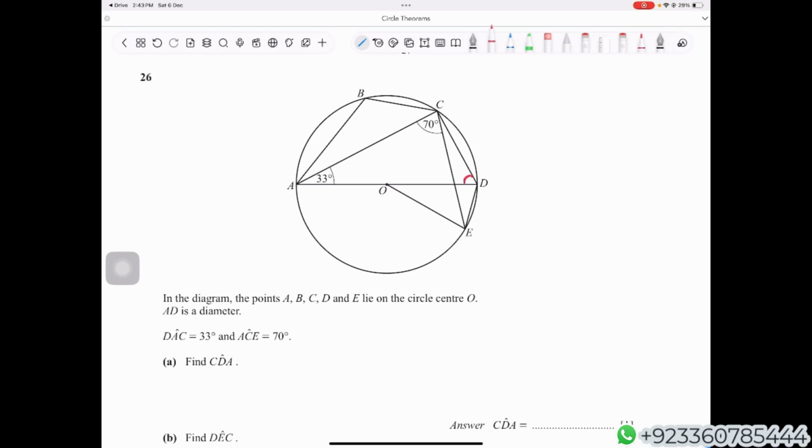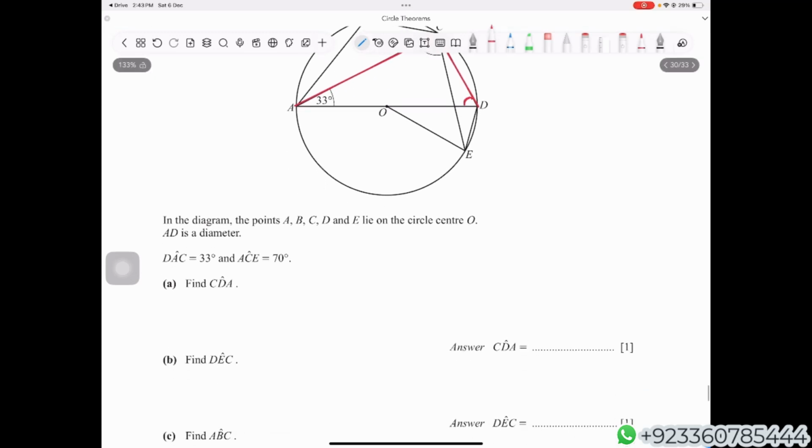And for this angle, can you see that this ACD is coming from the diameter, so this will be a full 90. And can you see that this forms a triangle, so it will be 90 plus 33 plus CDA equals 180. So CDA would equal 180 minus 123, which is equal to 57. So CDA will be 57 degrees.